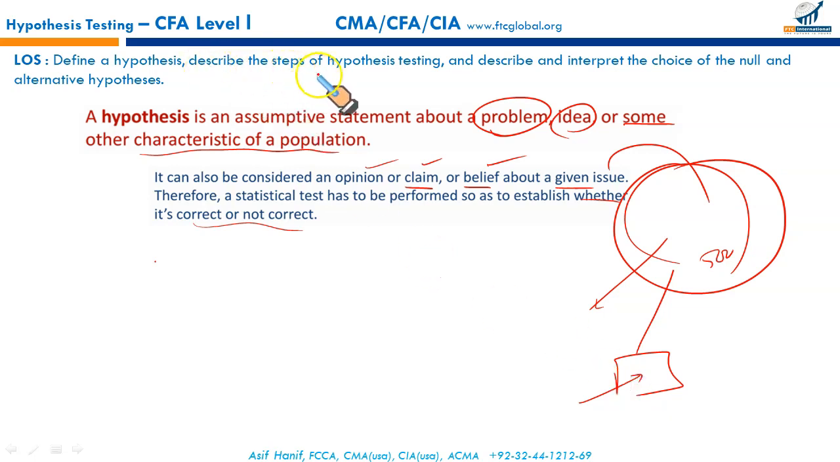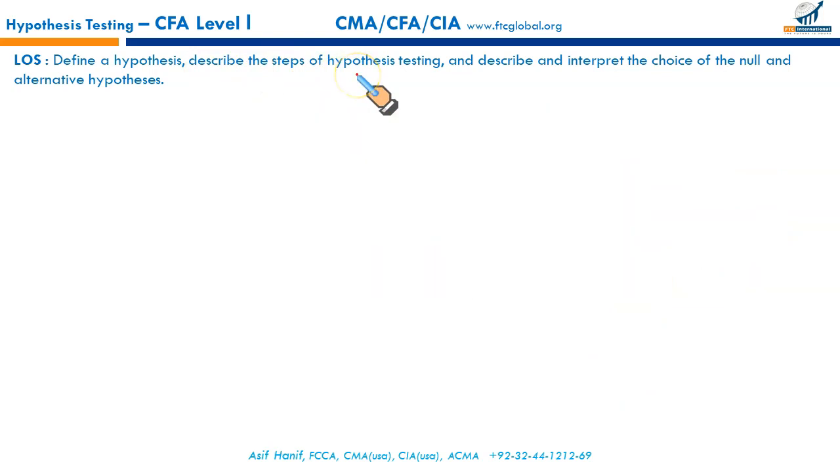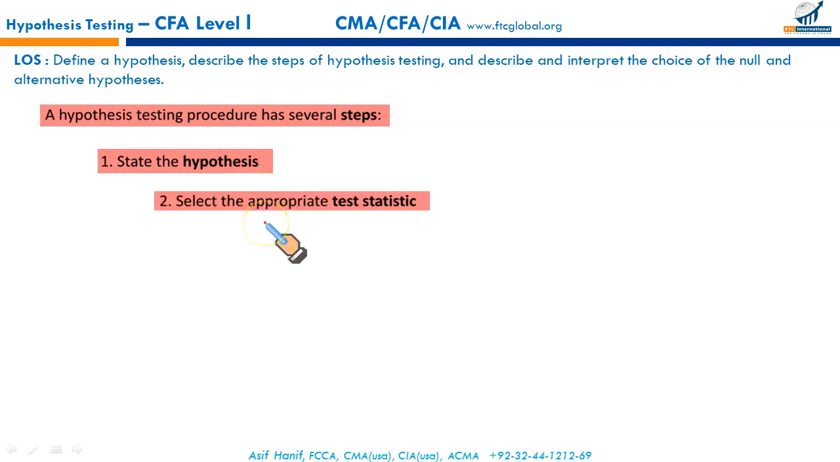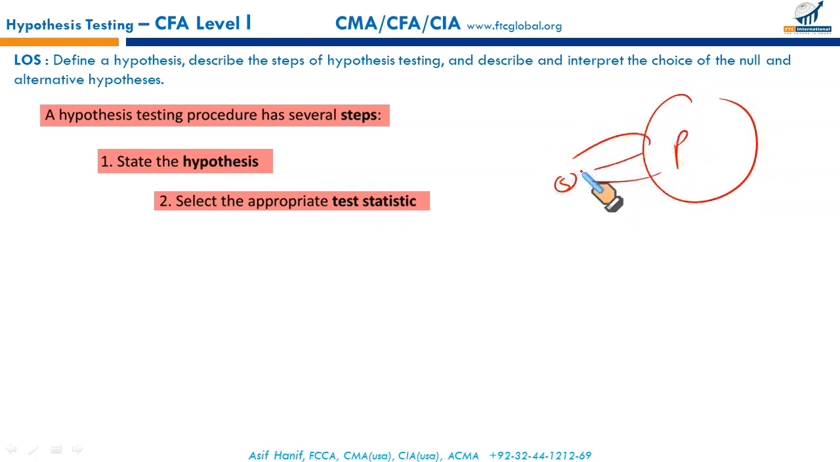Now next we have to describe the steps of hypothesis testing. So they're coming right here. The first step is that we will first state what is the hypothesis. So these are the several steps we will take. The first step is to state the hypothesis, state our claim, our assumption, whatever that we want to test. The second step, select the appropriate test statistic, means some specific aspect of the sample that has been taken from the population. That's the second step.